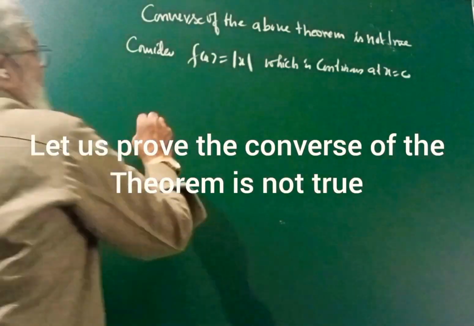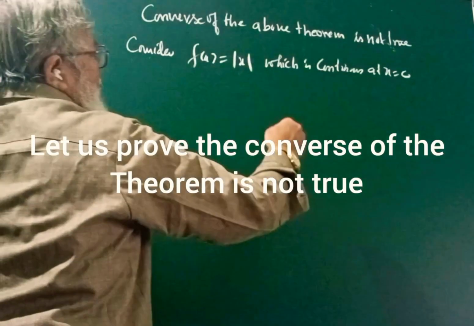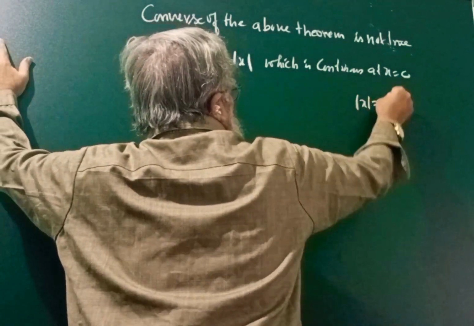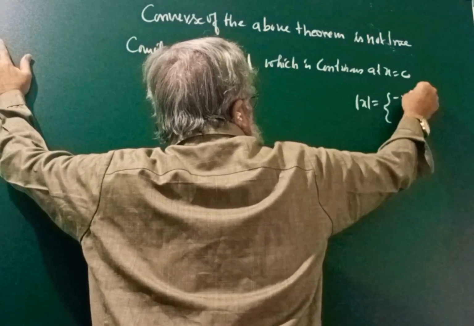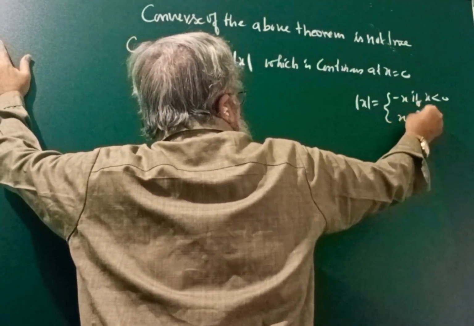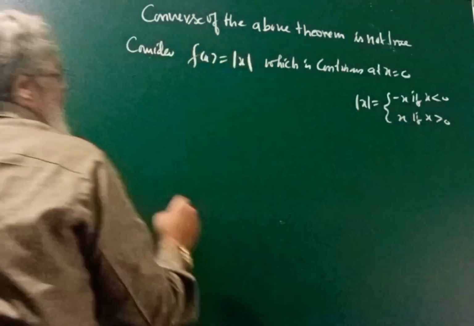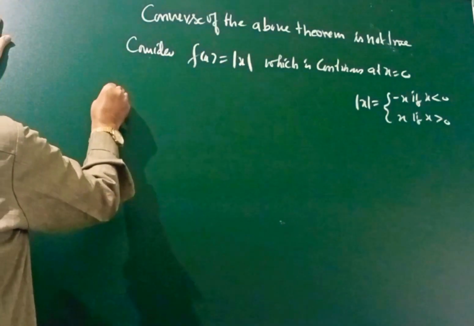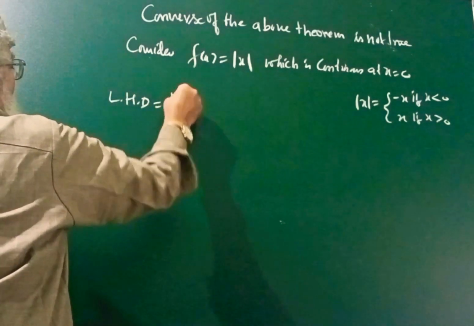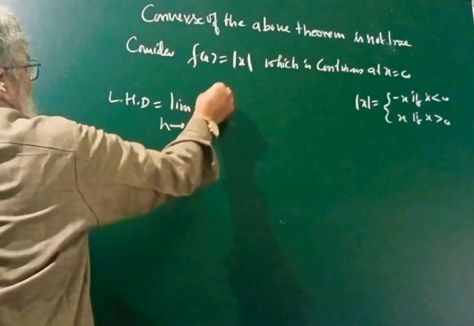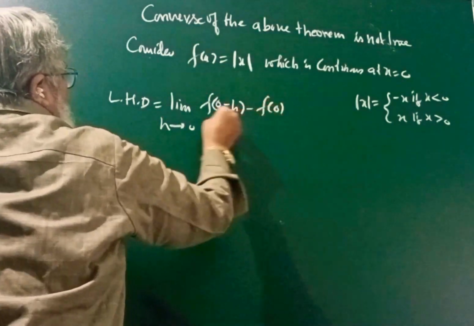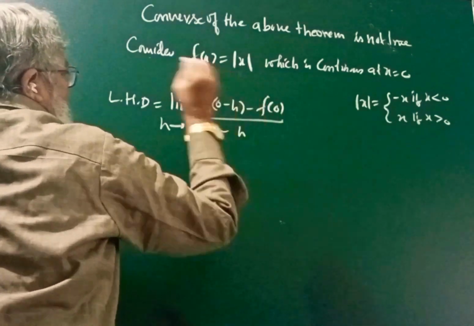Now for that, we know the definition of this mod x is that the value of mod x is minus x if x is less than 0, plus x if x is greater than 0. Therefore, we write left hand derivative. Left hand derivative is given by limit h tends to 0, f of 0 minus h minus f of 0 divided by minus h.